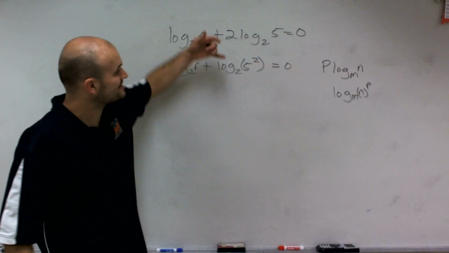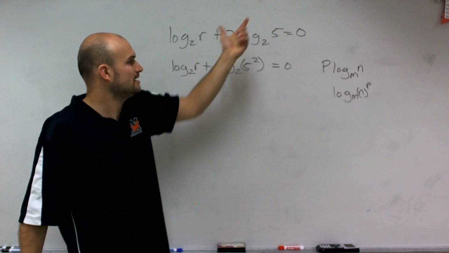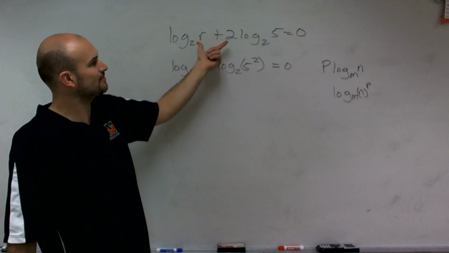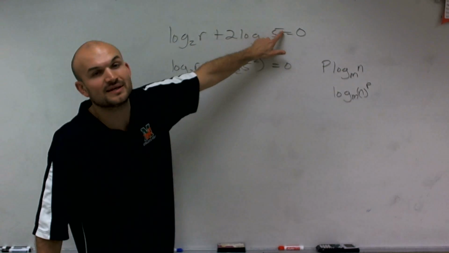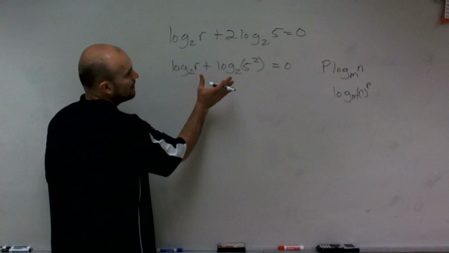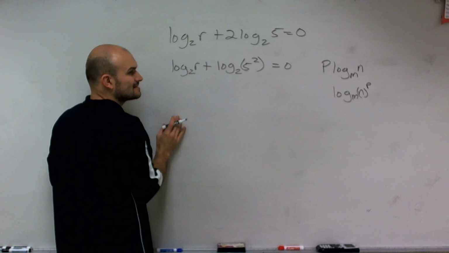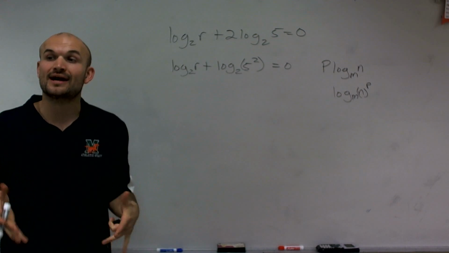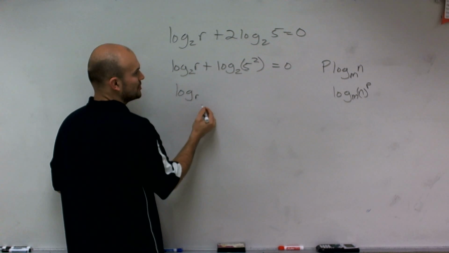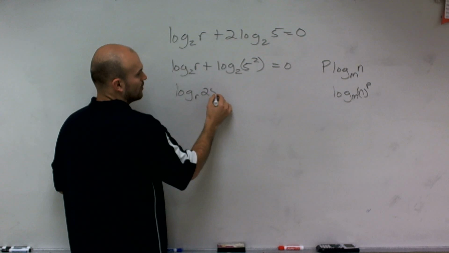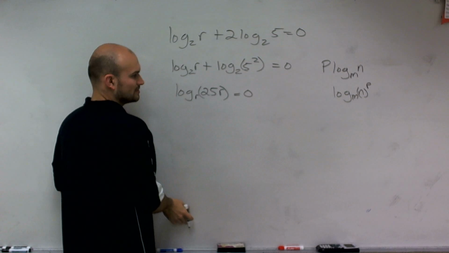The reason why I want to do that is I can't apply the product rule of logarithms until I've rewritten that back into the exponent, because then it's not a single logarithm; you're only multiplying 2 times this logarithm, and that 2 is the same thing as having that 5 squared. But now I can use my product rule of logarithms, which states if I have the addition of 2 logarithms with exactly the same base, I can rewrite them as one logarithm of the product. So I can rewrite this as log base 2 of 5 squared, which is 25, times r, equal to 0.